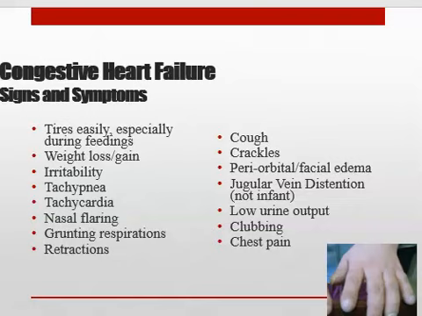You can see weight loss or gain, irritability, tachypnea, tachycardia, nasal flaring, grunting, retractions, which we've already talked about, coughs, crackles, periorbital or facial edema, jugular vein distension. So the jugular vein distension you're only going to be able to see in older children. Remember our babies, infants, necks. They don't really have a neck. You're not really going to see that. Low urinary output, which we're going to call oliguria, if you remember correctly, clubbing, and chest pain. Okay.